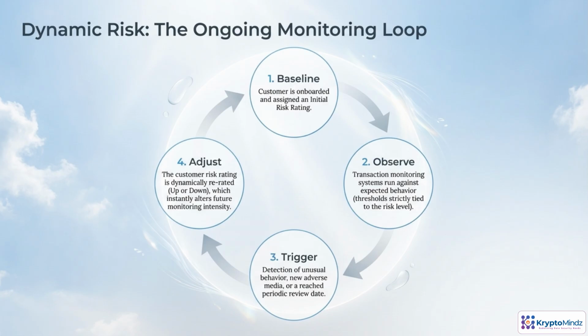Customer risk is not a one-time label, it's something that keeps moving. You start with a baseline rating at onboarding. Then you continuously observe activity and compare it with what you expected for that customer's profile and business. When something stands out, unusual patterns, negative news, or simply a scheduled review date, that becomes a trigger. You investigate, decide whether the risk is actually higher or lower, and formally adjust the rating, which in turn changes how closely you monitor them going forward.